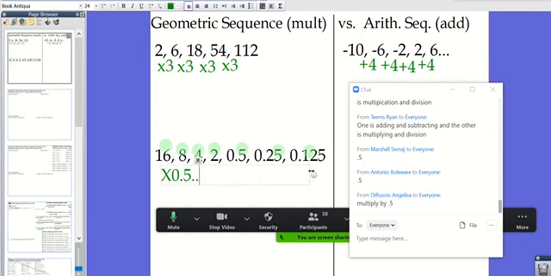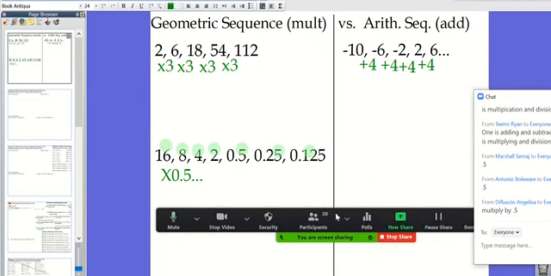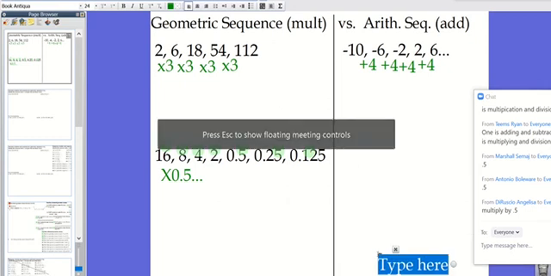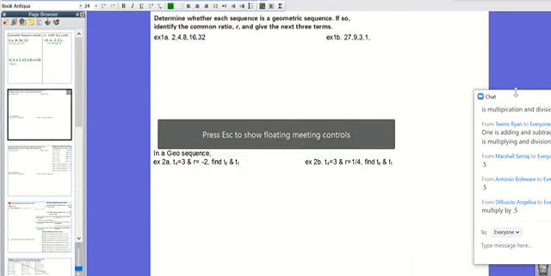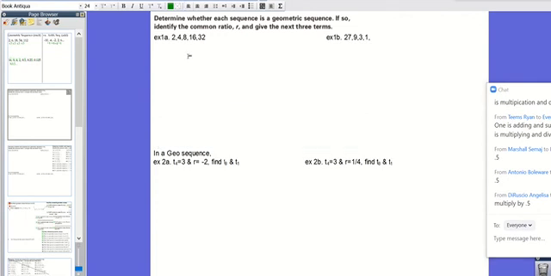I'm just going to put a dot, dot, dot. So again, long story short, geometric sequence is multiply. Arithmetic sequence is add. That's the moral of the story right there. Now let's move on and do some actual problems here. Determine whether or not each one is a geometric sequence or not. We're going to do this exactly the same way.